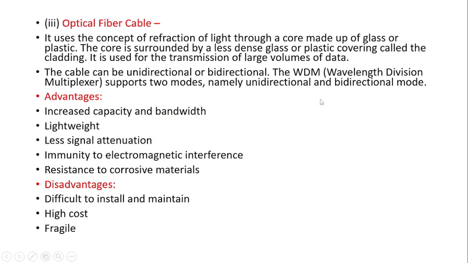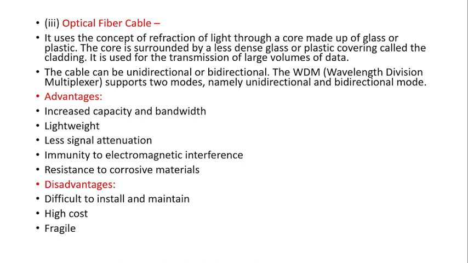Data can be sent at a very high speed by means of what? Optical fiber. This happens because we are transmitting the data with the help of light, okay, and this core is made up of glass or plastic. The concept of refraction is happening here. You know the speed at which the light is transmitted, right? The core is surrounded by a less dense glass or plastic covering called what? Cladding, okay. Large volumes of data can be transmitted.